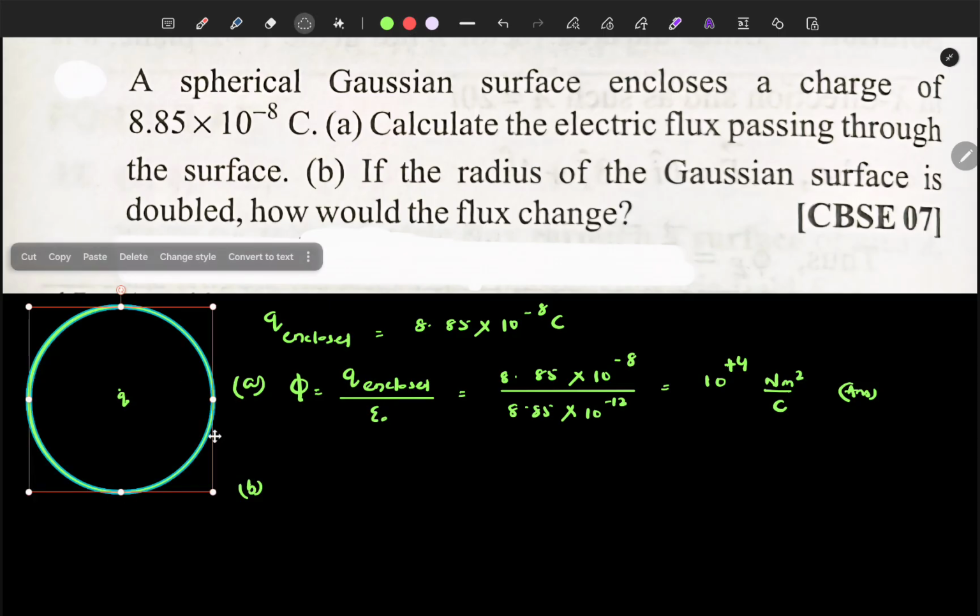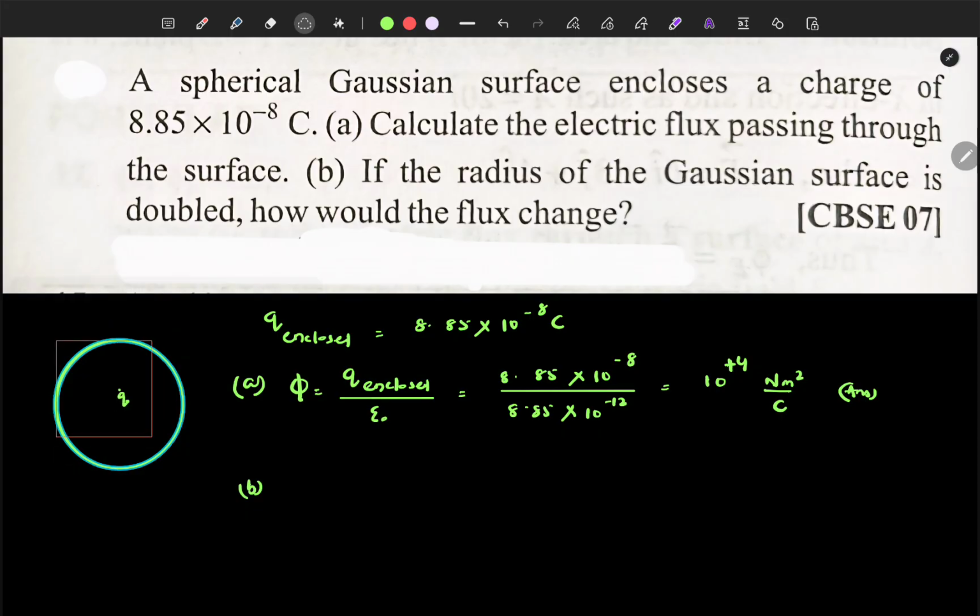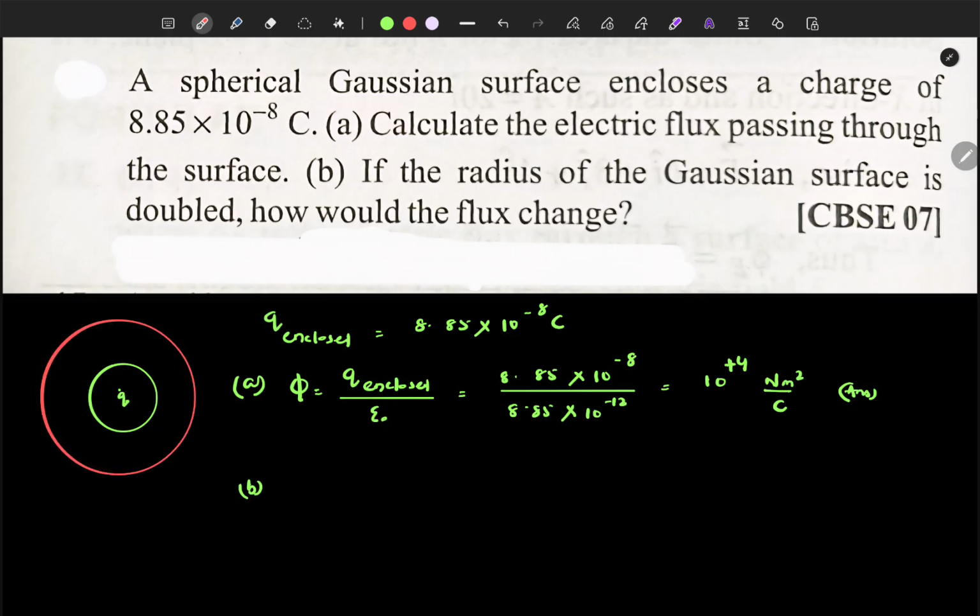This is our Gaussian surface. It is asking if the radius of the Gaussian surface is doubled. Suppose after doubling the radius, this will be the red color surface. Again, inside the red color Gaussian surface, the enclosed charge value is Q. So by doubling the radius, flux will remain the same. How would the flux change? The answer is no change. This is the answer.